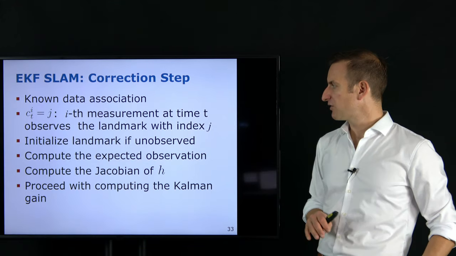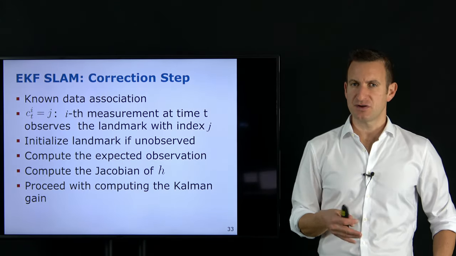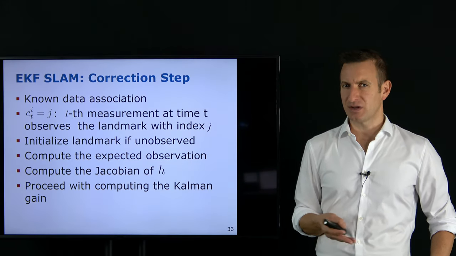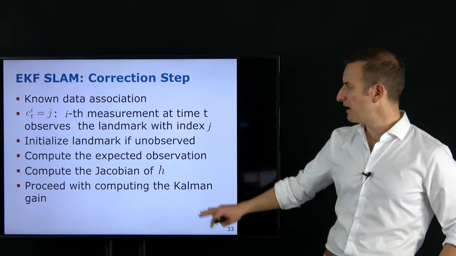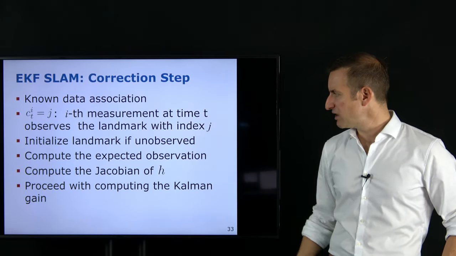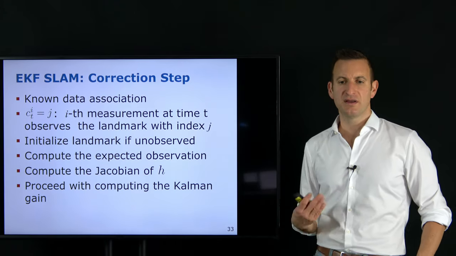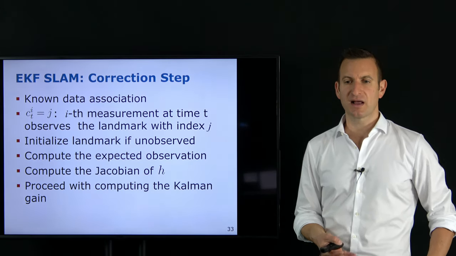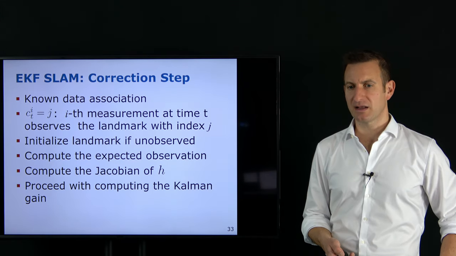We initialize all landmarks as unobserved, so we have a way of saying whether this landmark has been observed, yes or no, because if it hasn't been observed, I want to initialize it in a smart way using my observation. Then I need to specify my function h, compute its Jacobian, and then I can compute my Kalman gain and perform the remaining updates in the correction step of my Kalman filter.